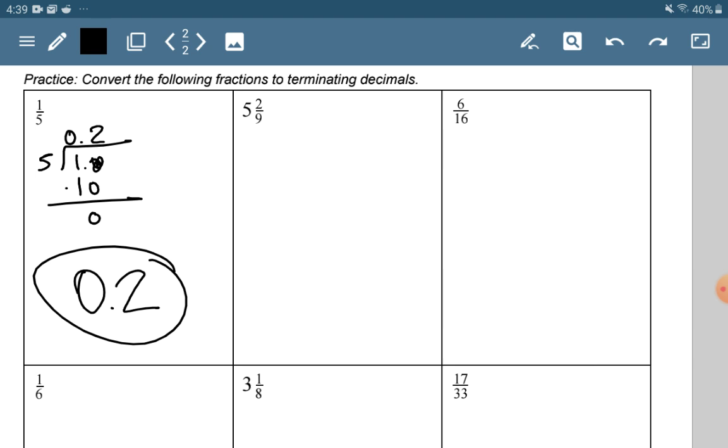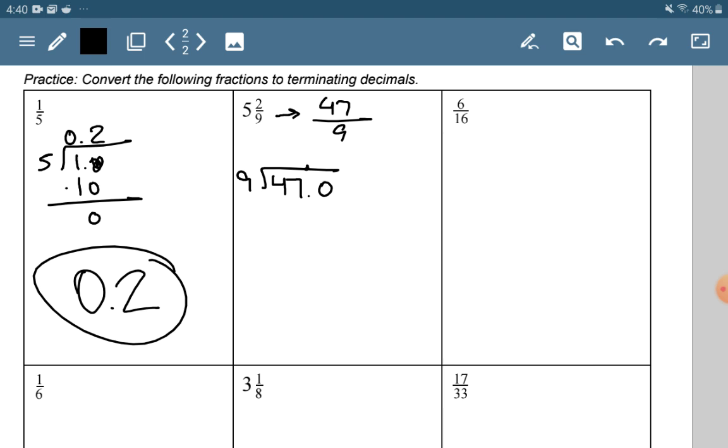In the second problem, I have 5 and 2/9. I first need to make that improper. 9 times 5 is 45, plus 2 is 47 over 9. When I set up long division, top number on the inside, bottom number on the outside, I'm going to add a decimal and a 0 that I will need to use later on.